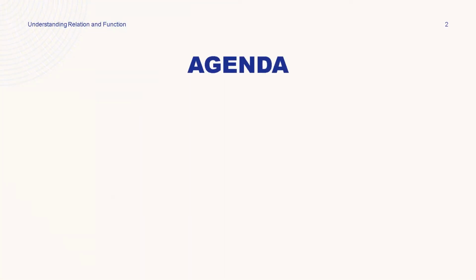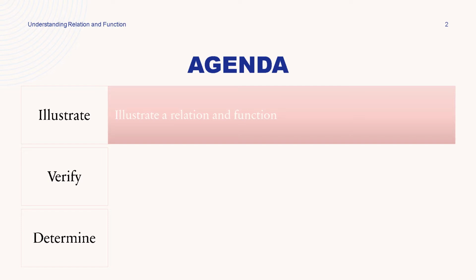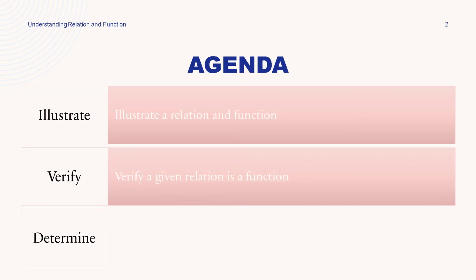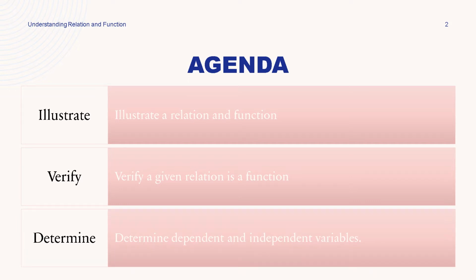Let's have our agenda in this video. First one is to illustrate, verify, and determine. Illustrate the relation and function, verify given relation is a function, and determine the dependent and independent variables.